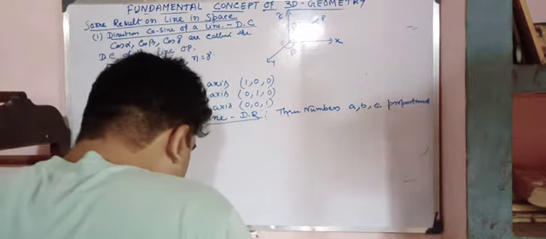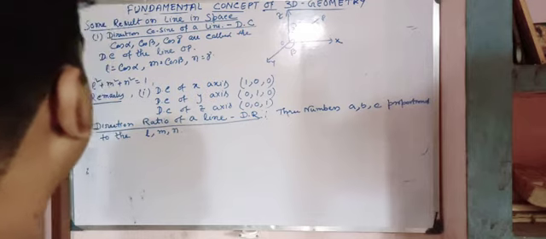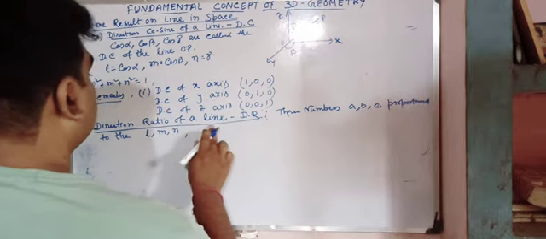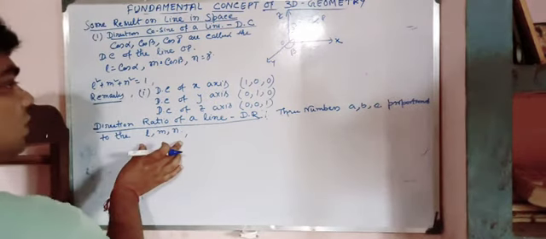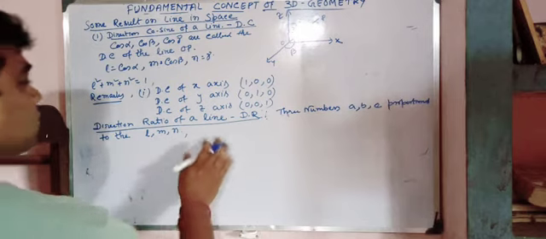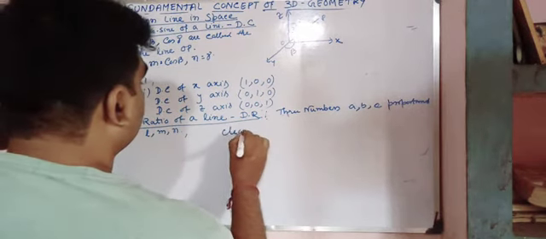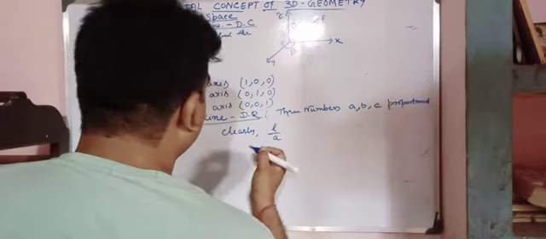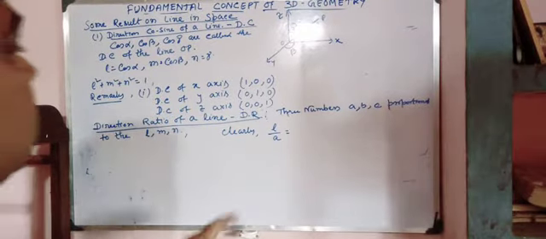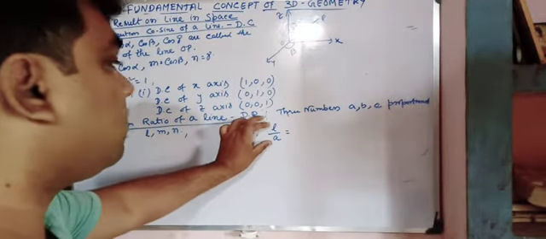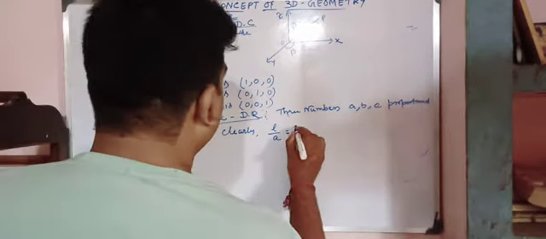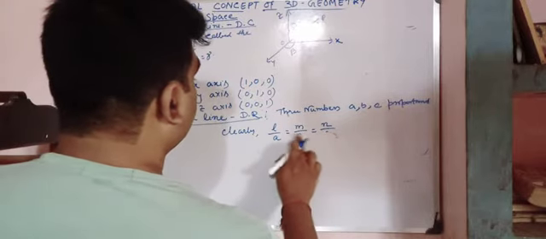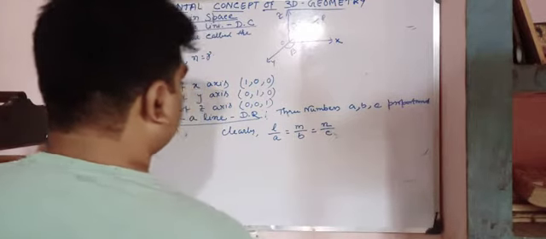Understood that? Clearly, this is proportional to this. If we make the ratio, we can write that L by A is equal to M by B, which is equal to N by C. Understood that?